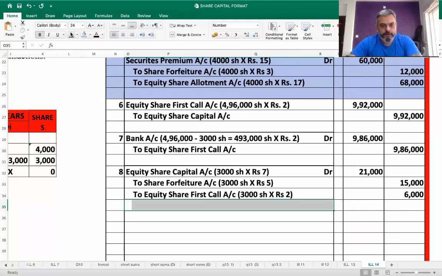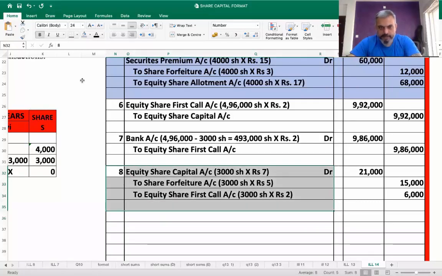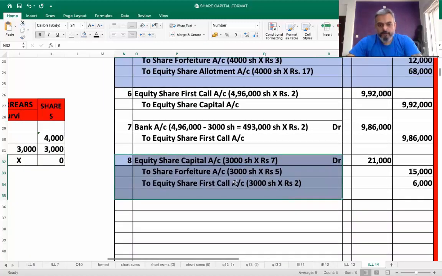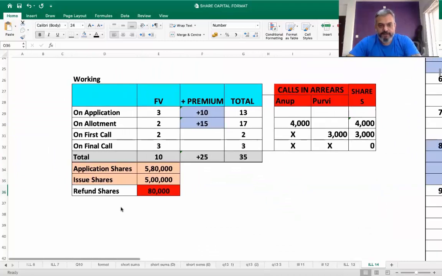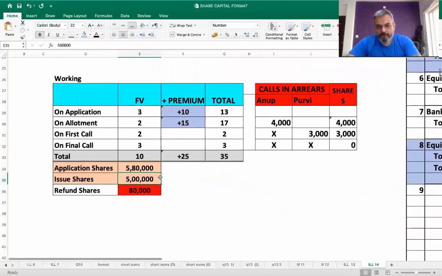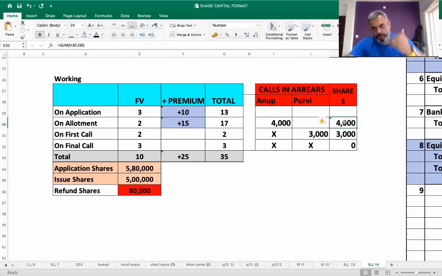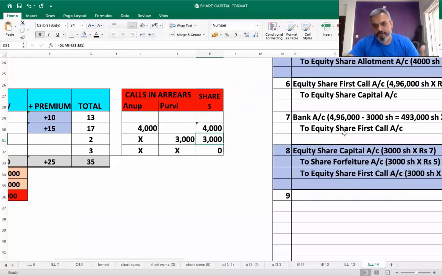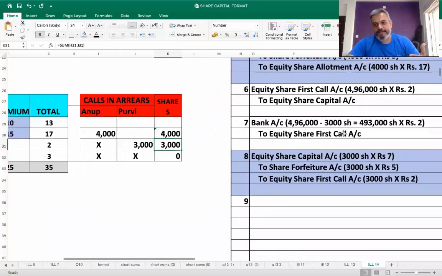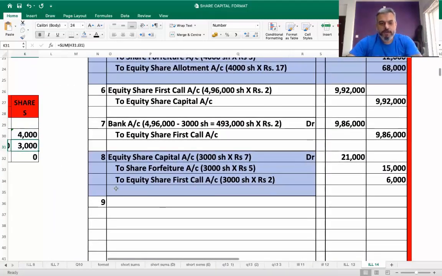Now reissue is not there, so we just forfeited the shares. Now we go for the final call. Now how many shares are there in the market? We started with 5 lakh. Out of these 5 lakh we forfeited 4,000, we took it back, and then we again took back 3,000 shares. So 5 lakh minus 7,000 shares is 4 lakh 93,000 shares are now in the market.